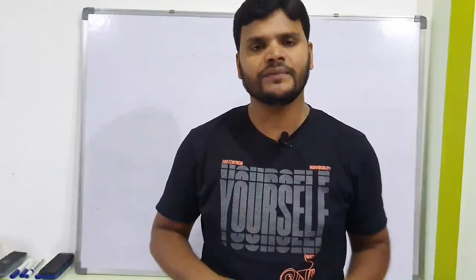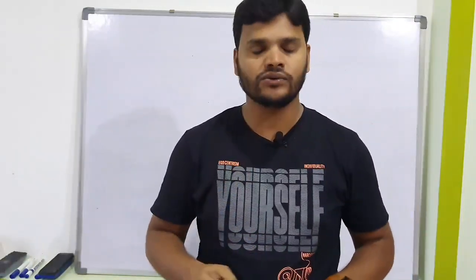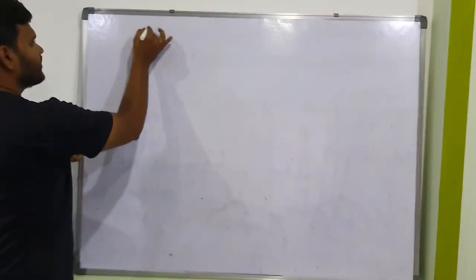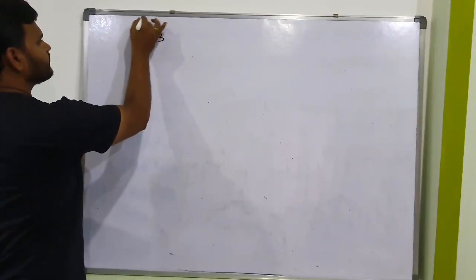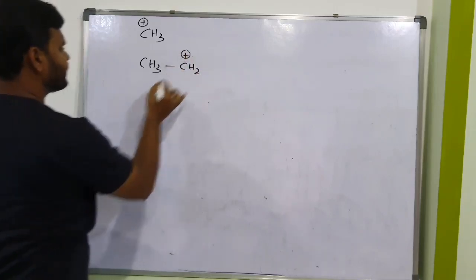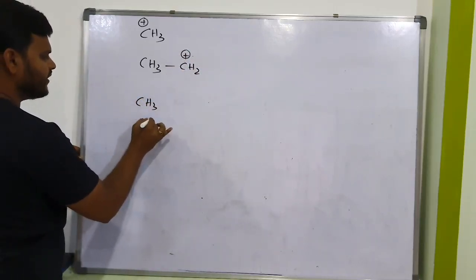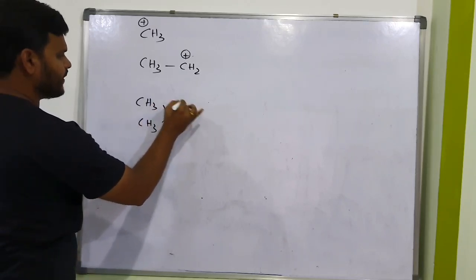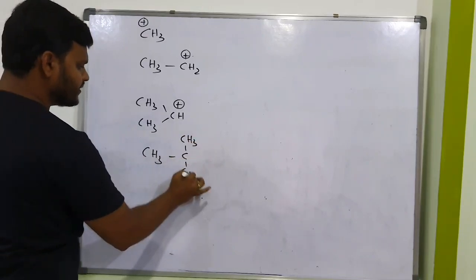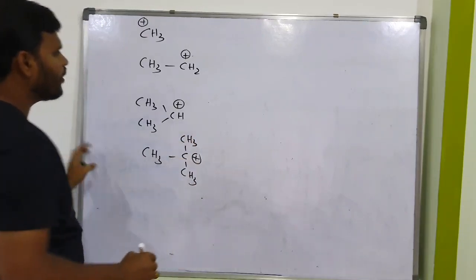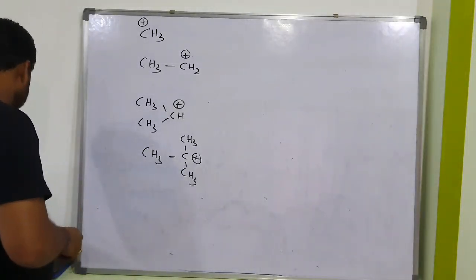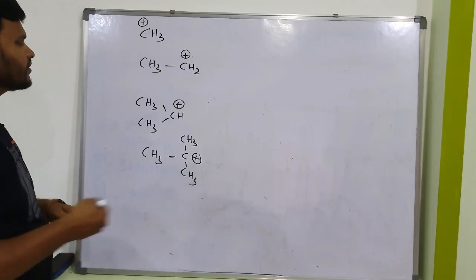So how to identify primary carbocation, how to identify secondary, how to identify tertiary, we'll discuss. Just look at the board. CH3 plus, and CH3 CH2 plus, CH3 CH3 CH plus, CH3 CH3 CH3 C plus. So out of 4, which one is primary carbocation? Out of 4, which one is secondary carbocation? Out of 4, which one is methyl carbocation? Just look at the board.